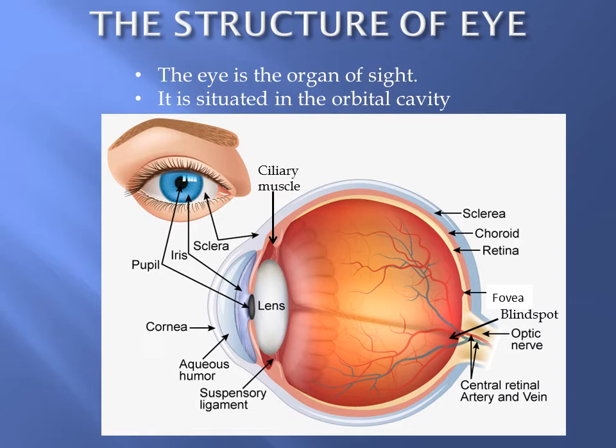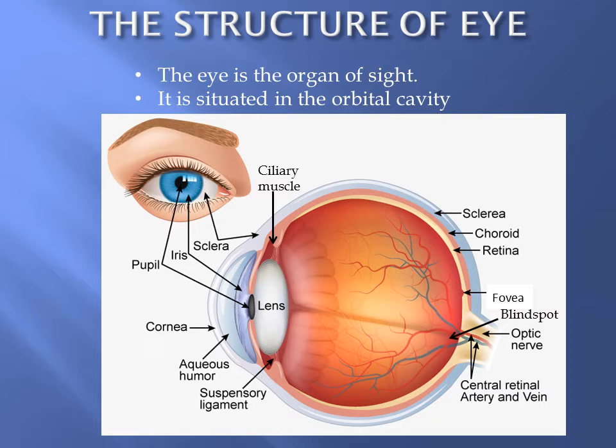And then the choroid. It is the layer behind the retina. It contains blood vessels which nourish the retina. Then the optic nerve. It sends electrical impulses from the retina to the brain.